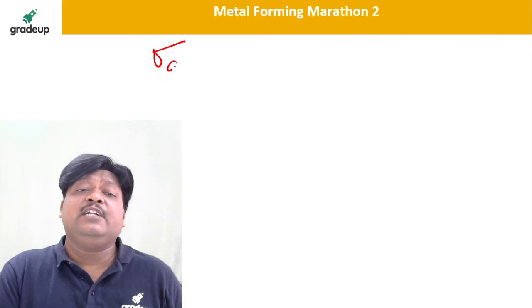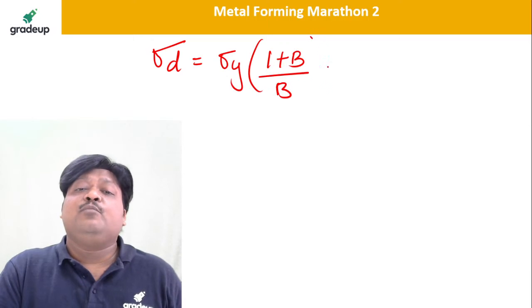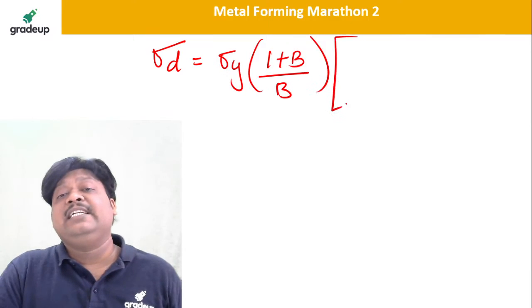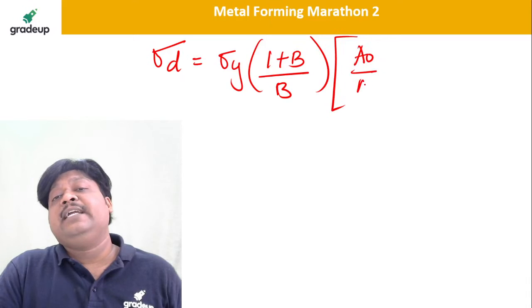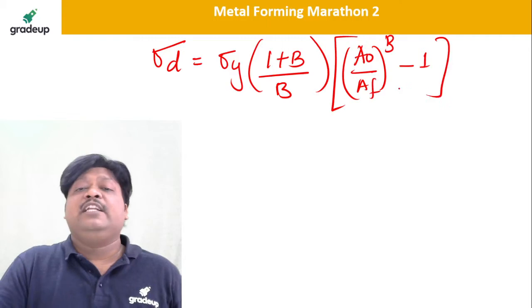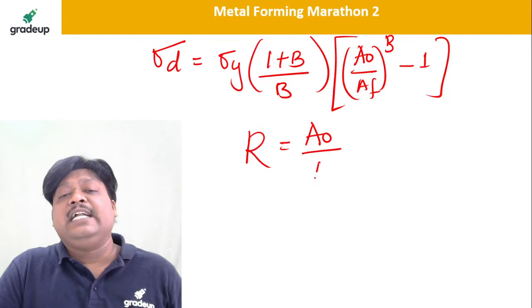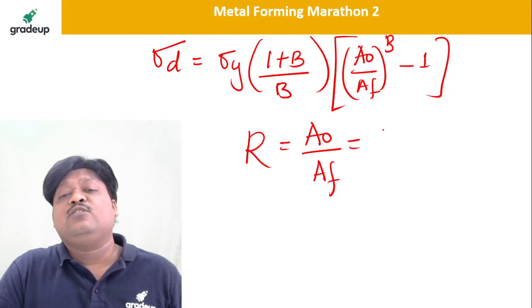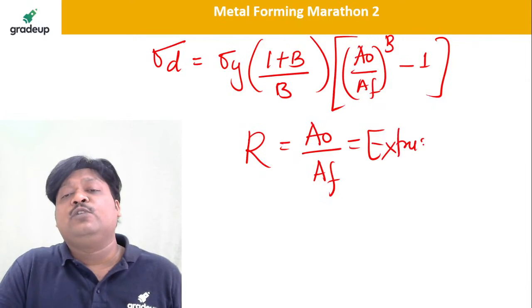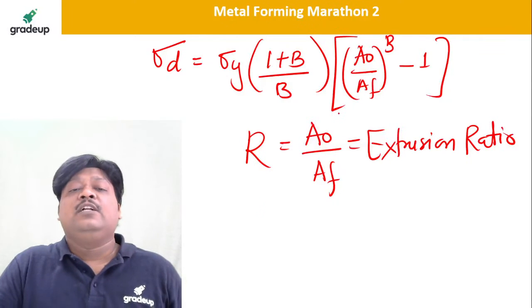The drawing stress sigma d is equal to sigma y into bracket 1 plus b divided by b. Now because of the change in direction, you will get here A original by A final to the power b minus 1. You know that in the extrusion process, original cross sectional area divided by final cross sectional area is known as the extrusion ratio, given by capital R.